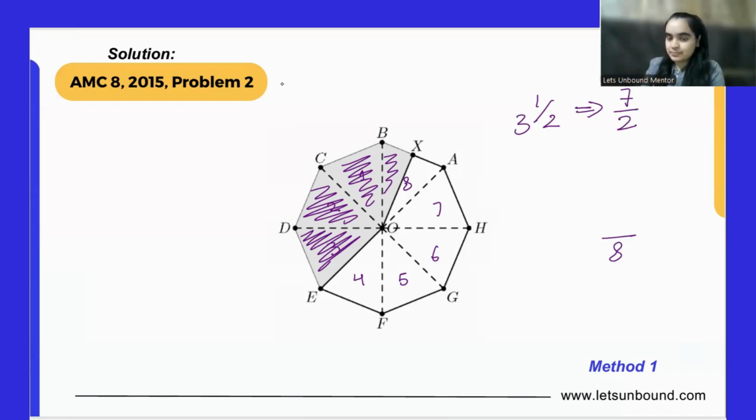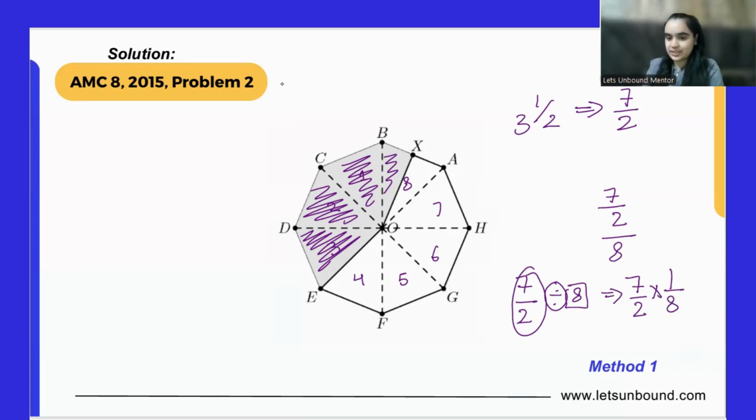Correct? 3.5 parts are shaded, or we can say 7/2 parts are shaded. Now to find out the fraction, how many parts will be shaded, we can divide 7/2 by 8. And how can we solve this? Keeping the first fraction as it is, this division sign is going to change into a multiplication sign, and this 8 will become 1/8, the reciprocal of 8. So this is actually going to become 7/16. This is the answer.